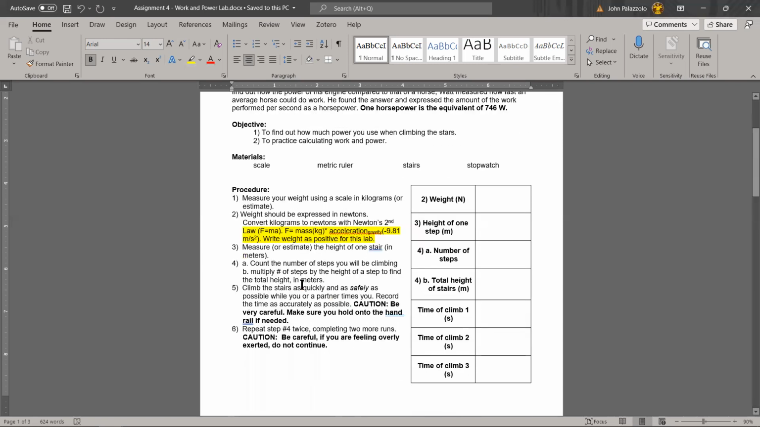So what you're going to be doing is taking some data. First thing you're going to do is measure your weight using a scale in kilograms, or you can measure it in pounds and convert that to kilograms. There are 2.2 pounds for every kilogram, so if you measured your weight in pounds, simply divide by 2.2, or you can just estimate your weight. I'm not going to hold you to any standard as far as what your weight really is, or say I know what your weight really is, you lied, or anything like that. So you can just estimate it if you want.